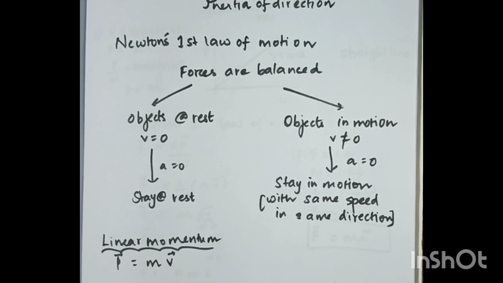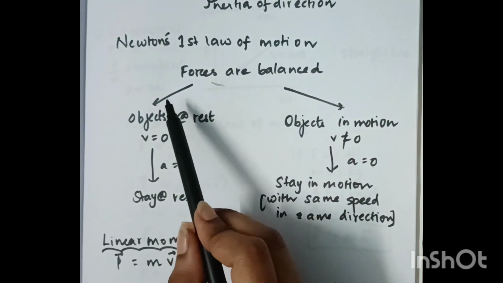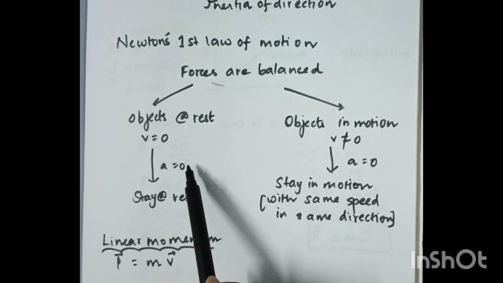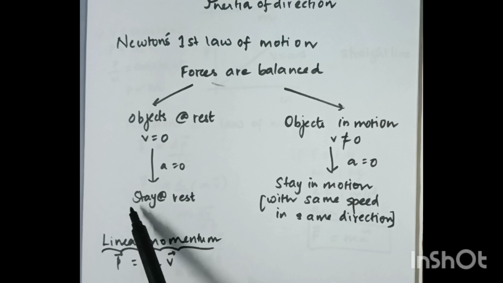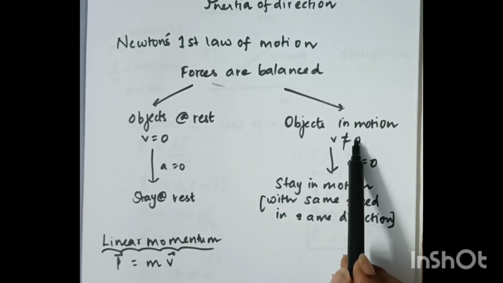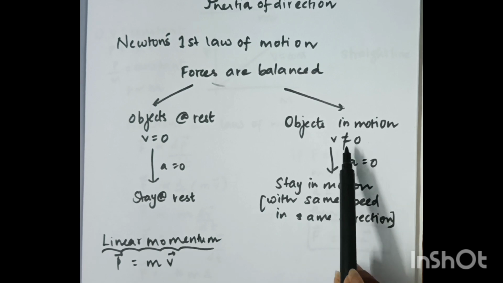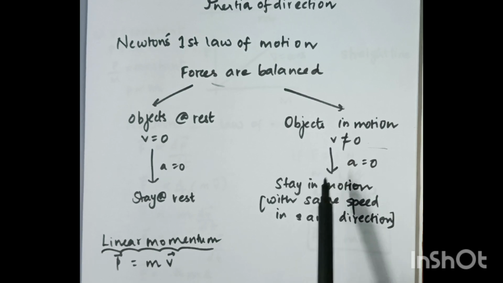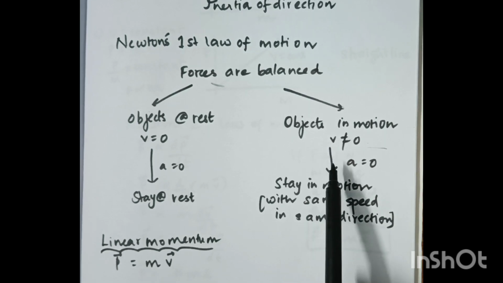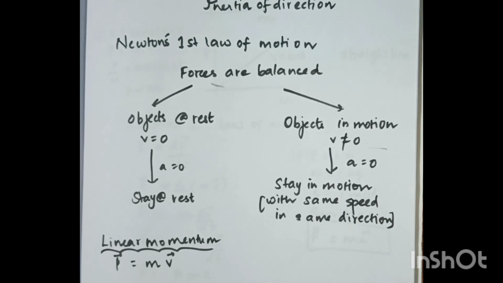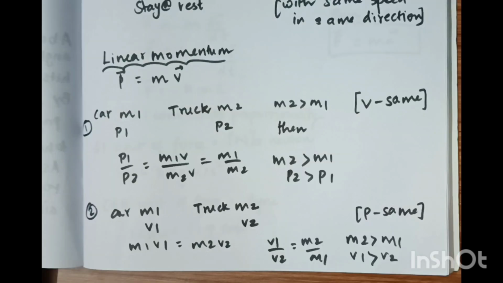Now this can be taken this way. When forces are balanced, if objects are at rest, that means velocity is 0, its acceleration will be 0, the object will continue to stay at rest. If they are in motion, then velocity is not equal to 0, but there is no acceleration. If there is constant velocity, then we can say there is no acceleration. In such case, the objects in motion stay in motion with the same speed in the same direction. So this is Newton's first law of motion.